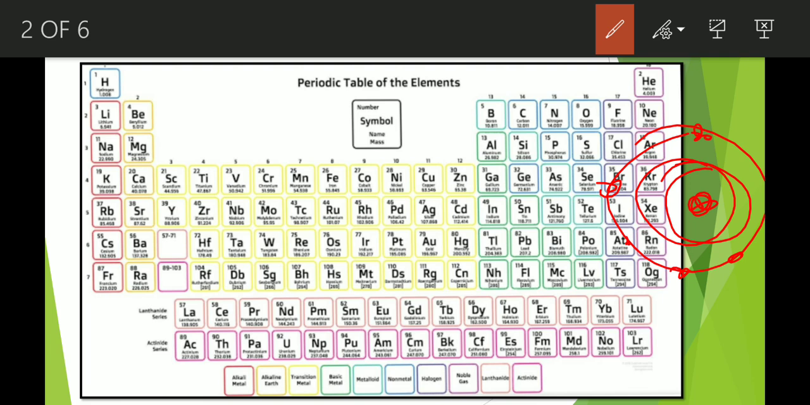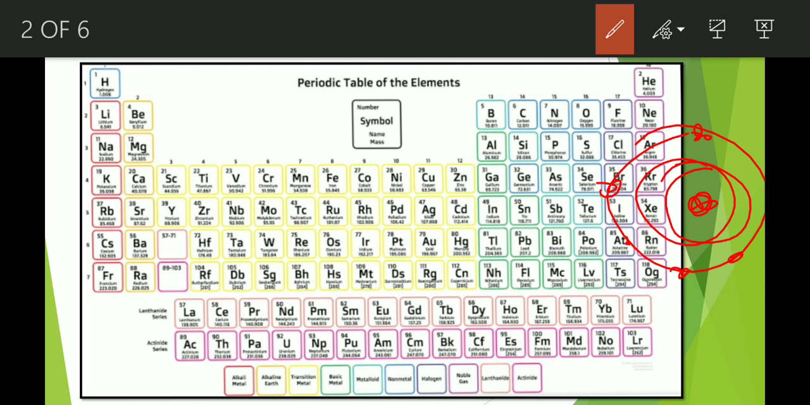Okay. Now, Moseley arranged all these elements in their increasing atomic numbers because the physical and chemical properties of all these elements depend on the number of electrons present in the energy shells and the arrangement of these electrons. So, the physical and chemical properties depend not only on the number of electrons present but also on the arrangement of these electrons in the energy shells of an atom. That's why Moseley arranged all these elements in increasing order of their atomic number.